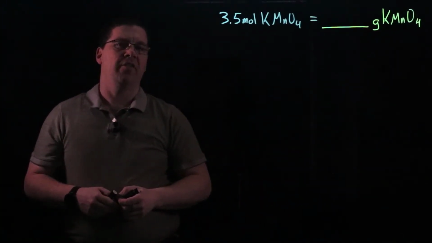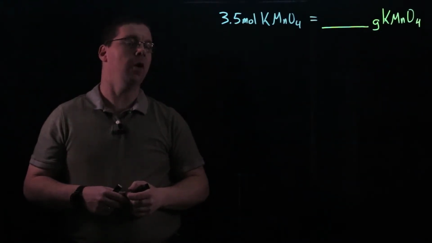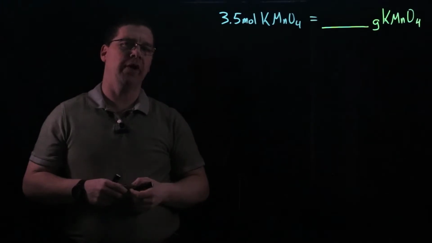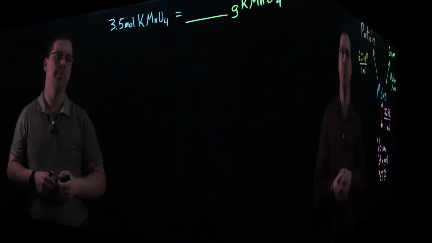Let's say that I were given 3.5 moles of potassium permanganate, KMnO4, and I was asked to determine how many grams that is equivalent to. How would I go about solving that?